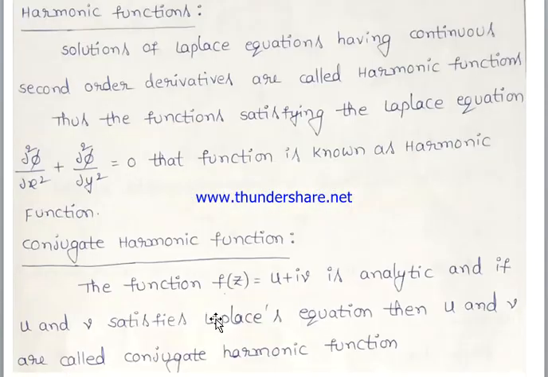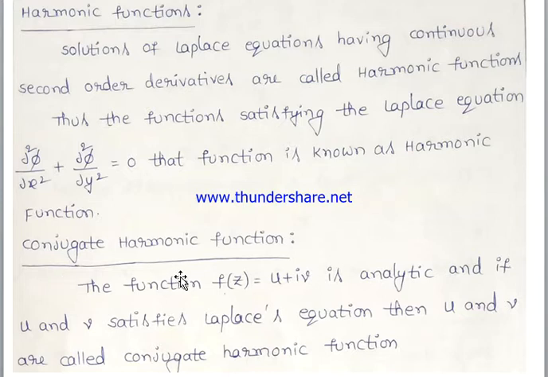Next, the definition of a harmonic function. If you take any function phi of x y that satisfies the equation dou square phi by dou x square plus dou square phi by dou y square equal to 0, phi is called a harmonic function. So here, solutions of the Laplace equation having continuous second order partial derivatives are called harmonic functions. Thus, a function satisfying the Laplace equation dou square phi by dou x square plus dou square phi by dou y square equal to 0 is known as a harmonic function.